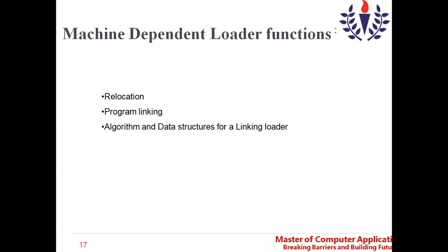And the loaders have different variants. It may be an assemble and go loader, an absolute loader, a bootstrap loader, a linking loader, or a direct linking loader. We have discussed the absolute loader, assemble and go loader, and bootstrap loader. In the further session, we will be discussing the other different types of loaders, and also the machine dependent loader functions.